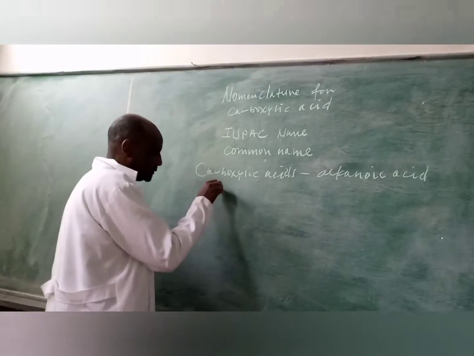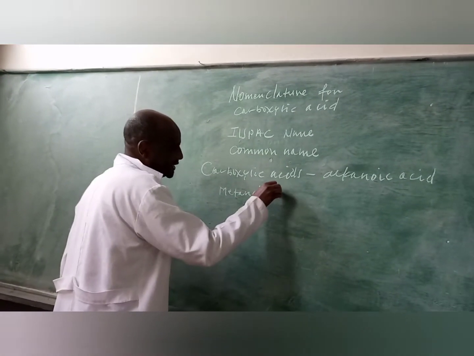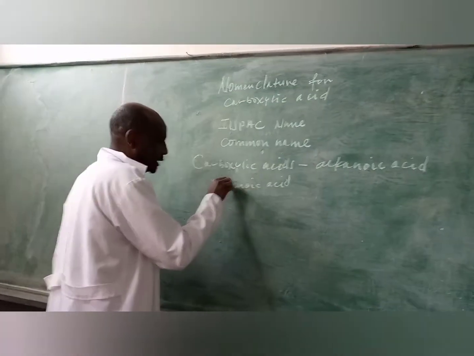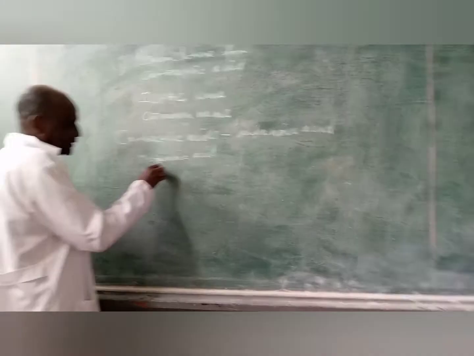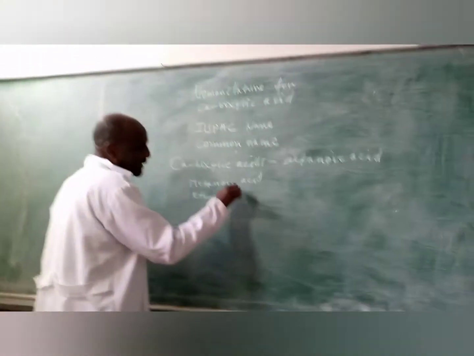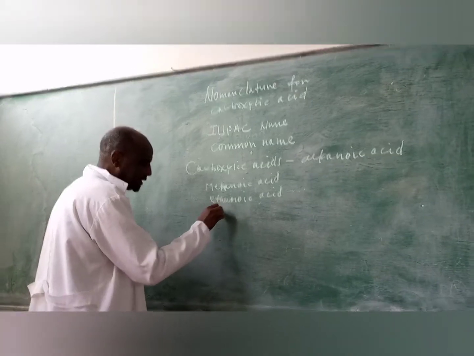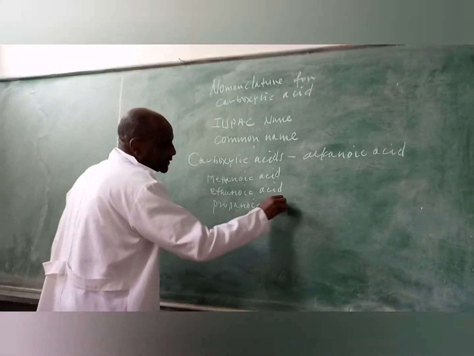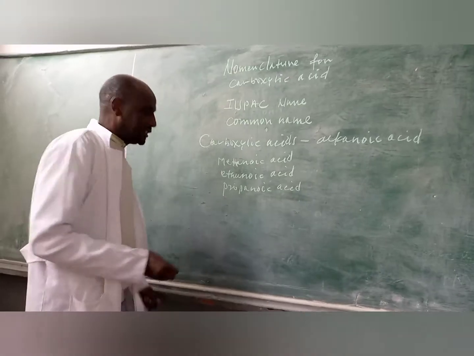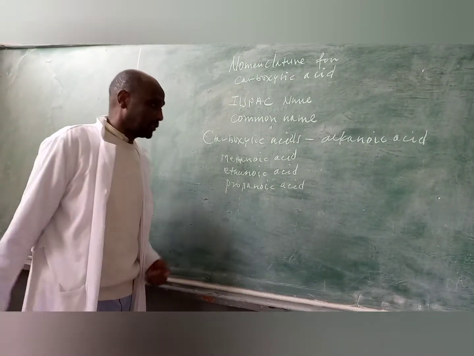Methanoic acid. Ethanoic acid. Propanoic acid. Butanoic acid, and so on, depending on the number of carbon.